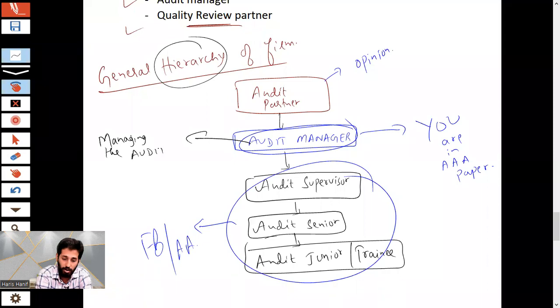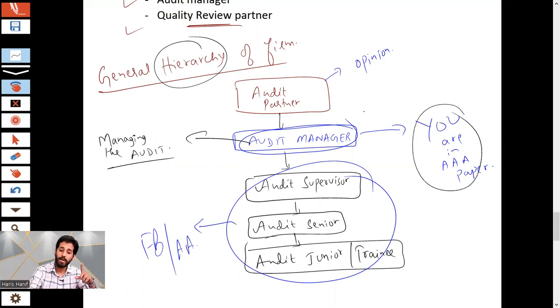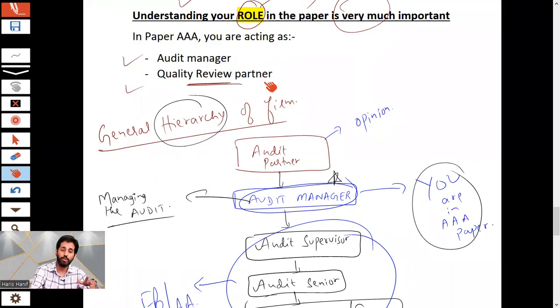Managing the entire audit. Just like, for example, there is a bank branch manager. He's managing the bank branch. For example, there is a finance manager. He's managing the entire finance. And you are the audit manager. You are managing the entire audit. So in this AAA paper, you will be either audit manager or the quality review partner.